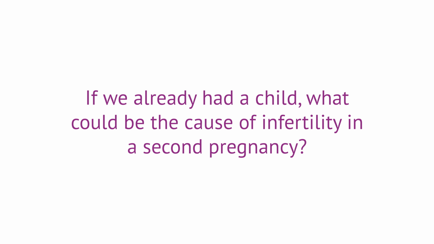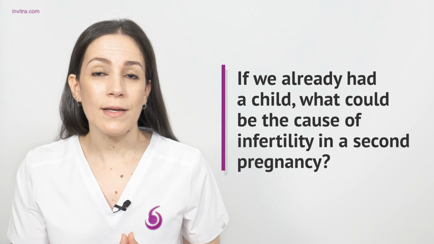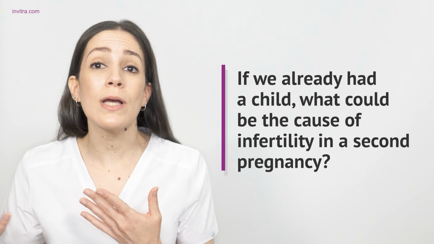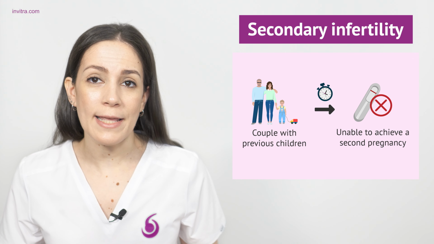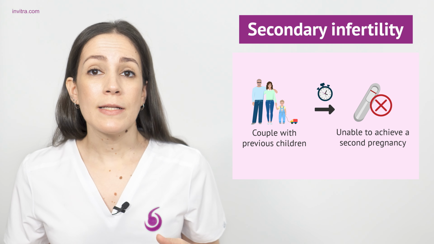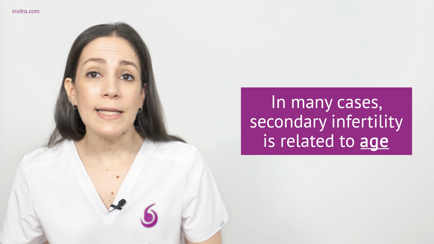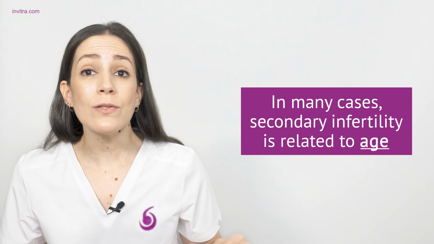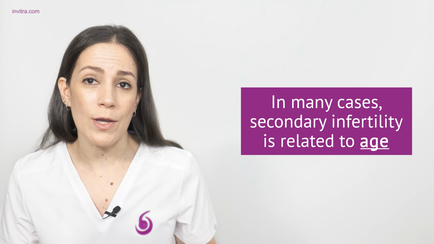If we already had a child, what could be the cause of infertility in a second pregnancy? The fact that a couple has previously had a child does not assure that issues will not arise when attempting to conceive a second time. This situation is referred to as secondary infertility. The reasons behind this secondary infertility are many and varied. Therefore, the fertility study must be performed on both members of the couple. In many instances, this secondary infertility is directly connected to the progression of time and advancing age, because fertility, particularly for women, diminishes as the years go by.